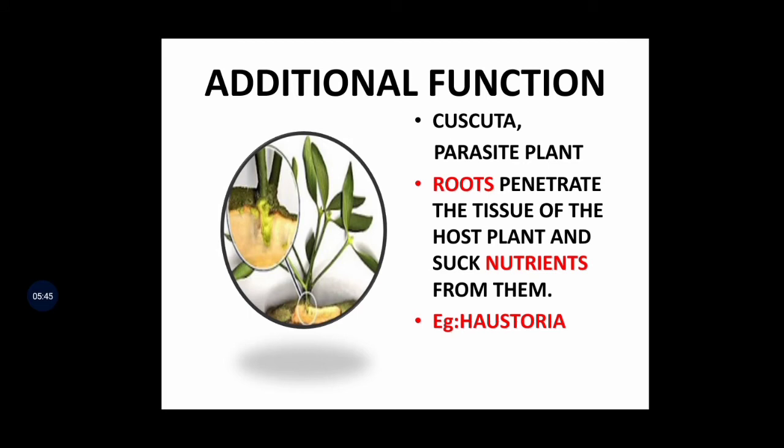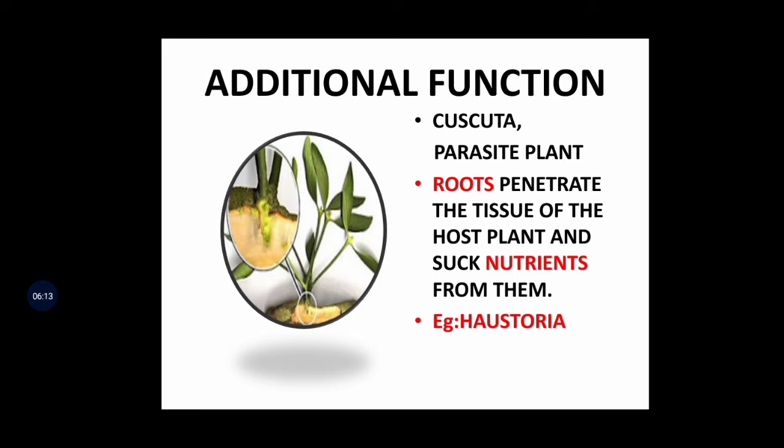Additional function: haustoria roots. Roots may also perform some special functions. Haustoria, otherwise called sucking roots, are one such example. Cuscuta, a parasitic plant, climbs the trees and other vegetation and uses the haustorial roots to penetrate the tissue of the host plant and suck nutrients from them. They are usually found in parasitic plants that depend on the host plant for nutrients.